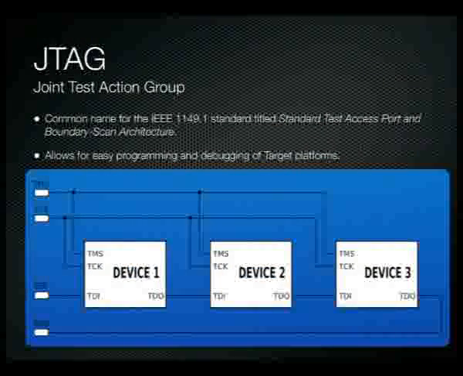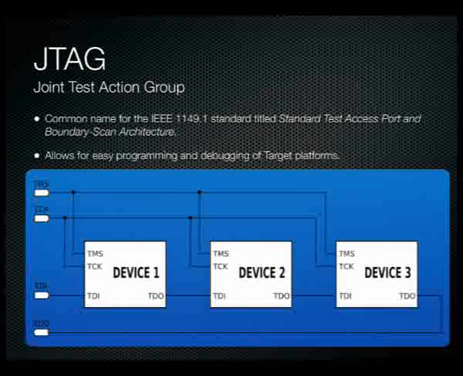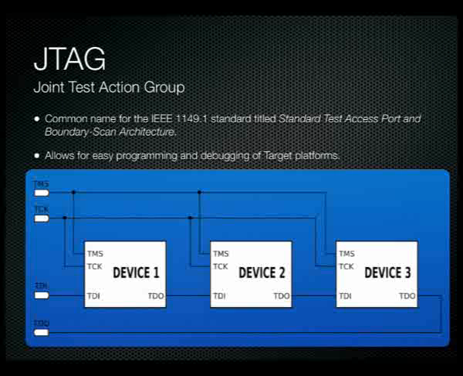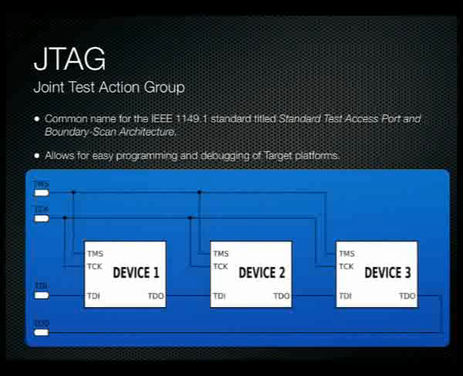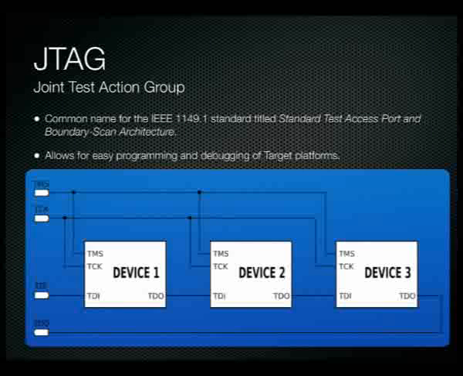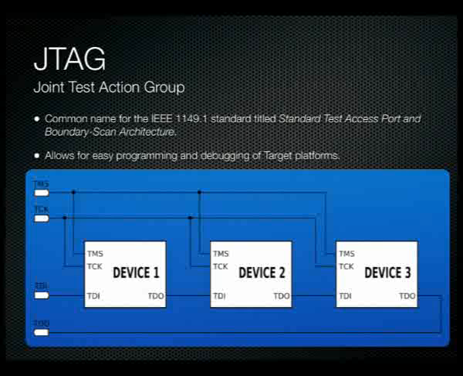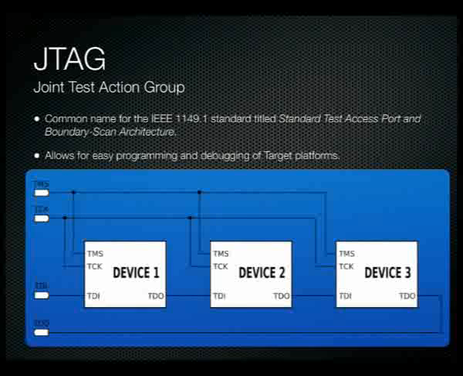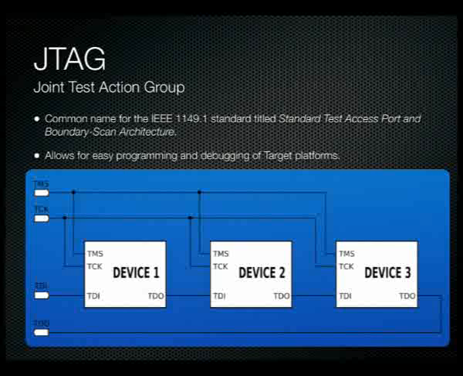A mechanism that replaced the background debugger, or effectively definitely replaced the ICE, is JTAG. It's made by a consortium of companies called the Joint Test Action Group, and that's why it's called JTAG. It's an IEEE standard, so its common name is IEEE 1149.1, and it's called Standard Test Access Port and Boundary Scan Architecture, so that's the real name for it. It allows for easy programming and debugging of target platforms.